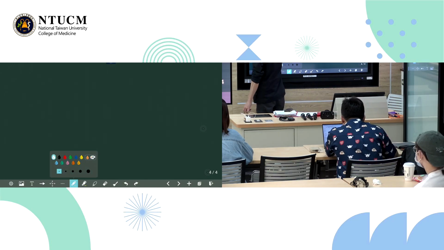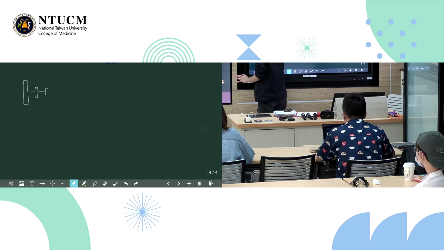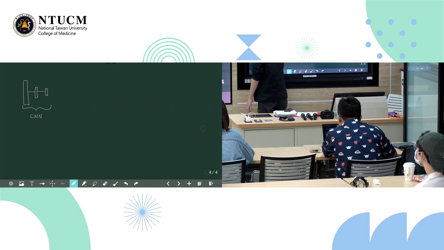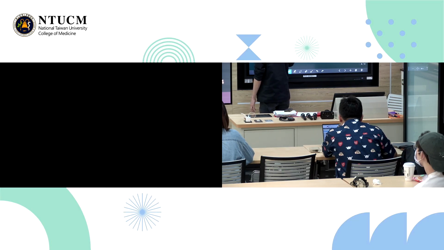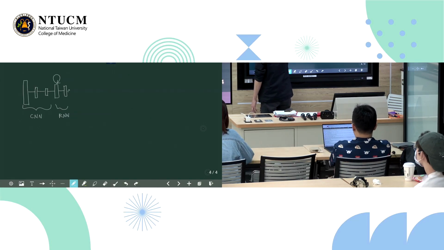So in the previous one, we had the RNN. We started with a CNN. I'm going to do the CNN like this. Okay. So this one is the CNN part. And then it feeds into an RNN part, with a recurrence, okay, and an output.